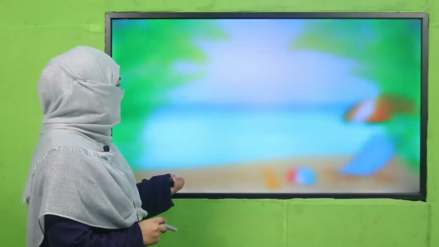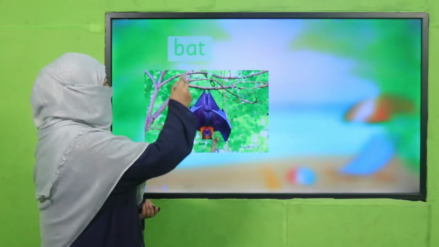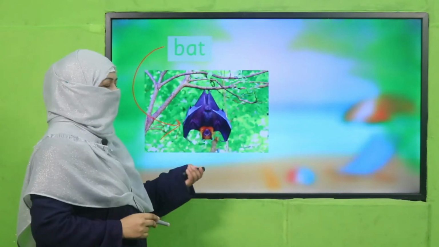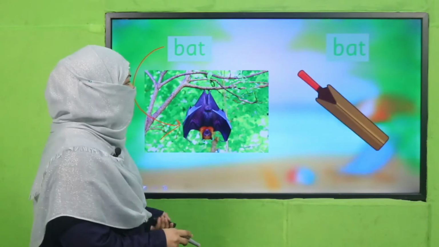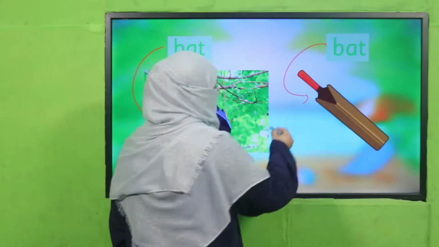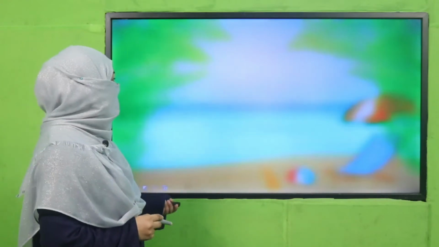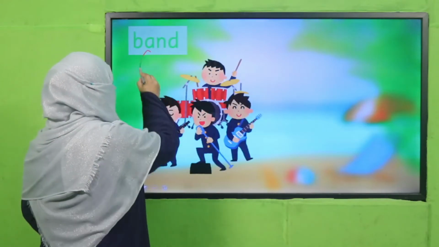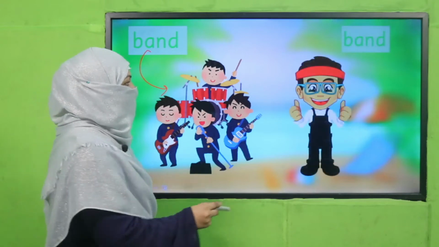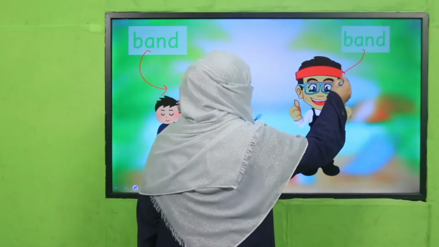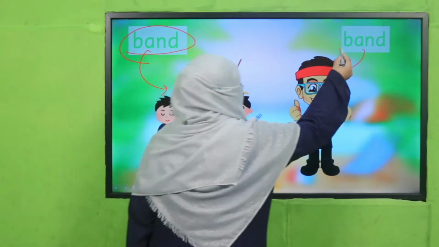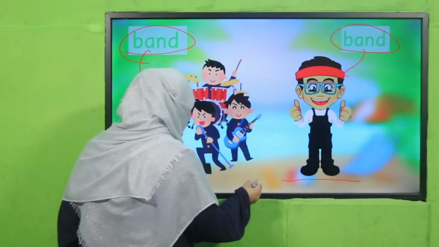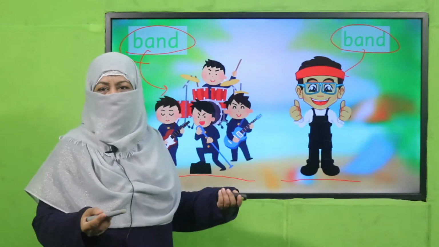So there are more examples. Let's see. Bat, you know. Bat is a mammal. You will learn it in your science, inshallah. And this bat is something to play with, right? Band, a music band. And band, a headband, which you wear on your head. Spellings are the same, we pronounce them the same, but these are two different words.